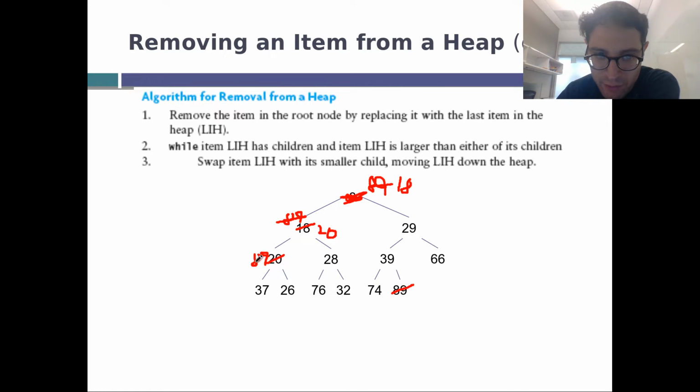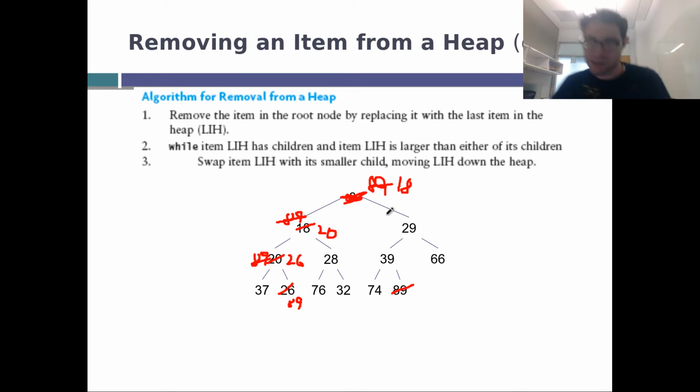89 is bigger than both of its children, so we swap it with the smaller child, which is 26. So 26 would go here, and 89 would go here. So our heap would look like 18, 20, 29, 26, 28, 39, 66, 37, 89, 76, 32, 74.